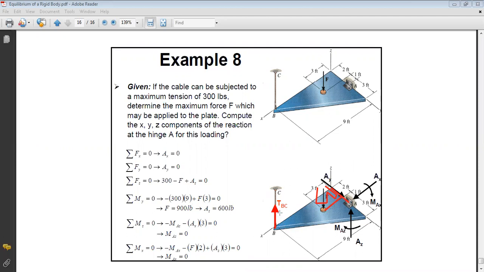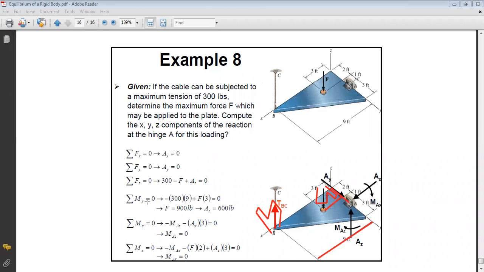And for TBC, the direction will be opposite, because look, F is down, T is up, and both are on one side of the y-axis. So if I do the right hand rule here, my thumb will point in the negative direction. So it's minus TBC, which is 300, times the distance to y, which is given to be 9 feet.